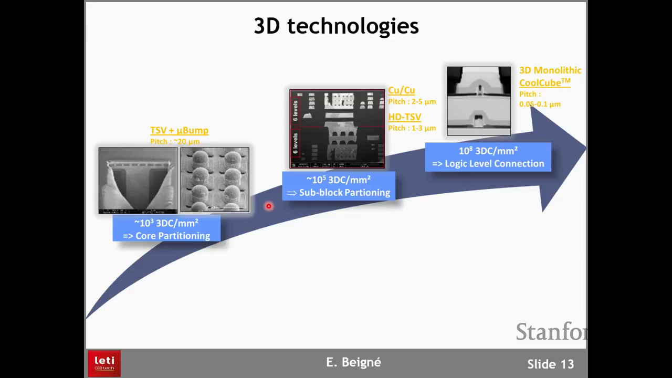And if we push the density more, we can go even to what we call monolithic 3D, or sequential 3D. There are many different names for that. At Leti we call it CoolCube because it's a cold process to fabricate it. And here, when you look at the pitch, it's really small. It's 0.1 micrometer. It means that potentially you could stack a transistor on top of another transistor.